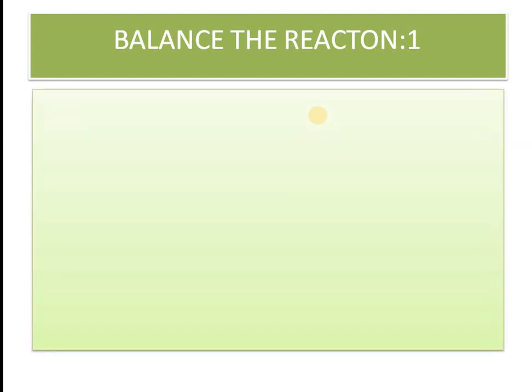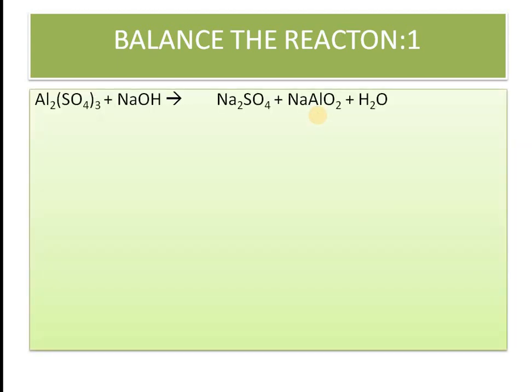In this first reaction, we have aluminium sulfate plus sodium hydroxide. Basically, you should know how aluminium sulfate is formed. Aluminium valency is 3, sulfate valency is 2, cross multiply: Al2(SO4)3. Similarly, sodium valency is 1, sulfate valency is 2, cross multiply: Na2SO4. So you should always focus on how the formula is formed whenever you write any equation.